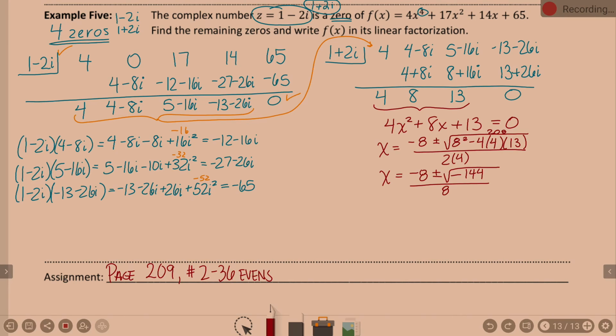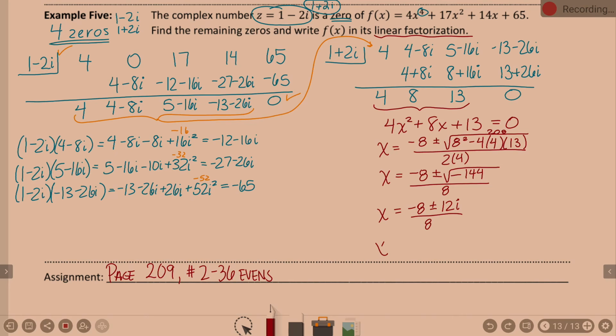Keep going. Now, is it a surprise there's a negative under the radical? No, because that's going to give me the imaginary, right? That's what, again, we're expecting it, so don't be surprised. Negative 8 plus or minus. What do you know about the square root of negative 144? Well, the square root of 144 is 12. The square root of a negative makes it i. All over 8. We have to express this as linear factors, right? Yeah, we're going for linear factorization here. So I can't really leave it in this form.